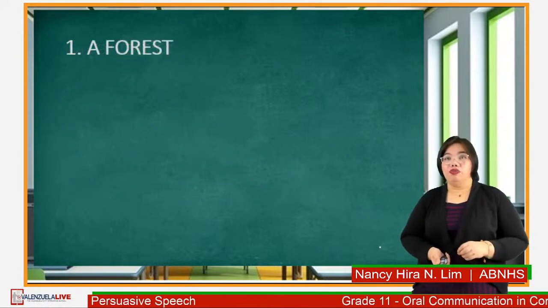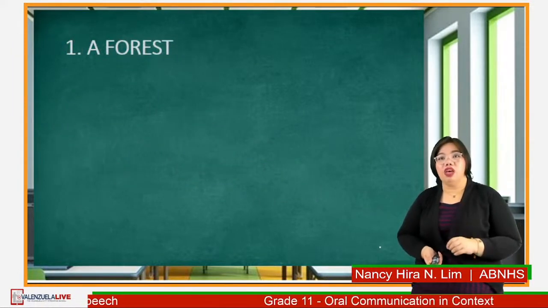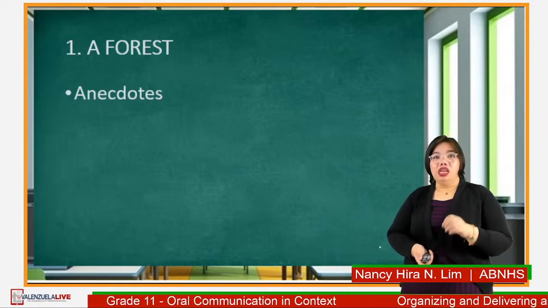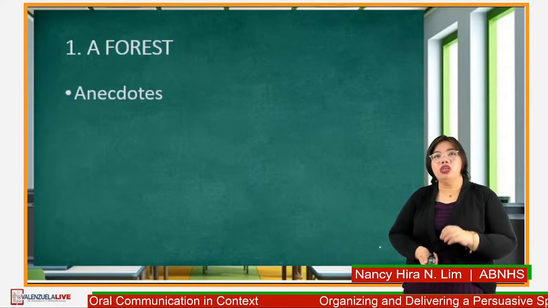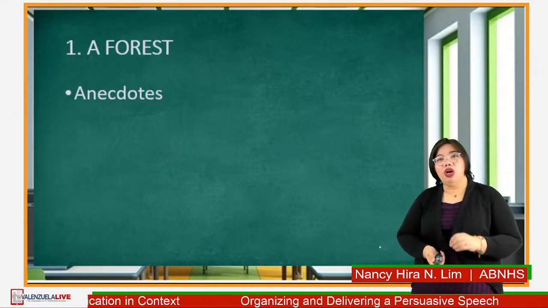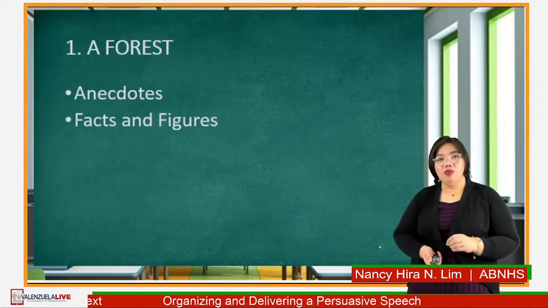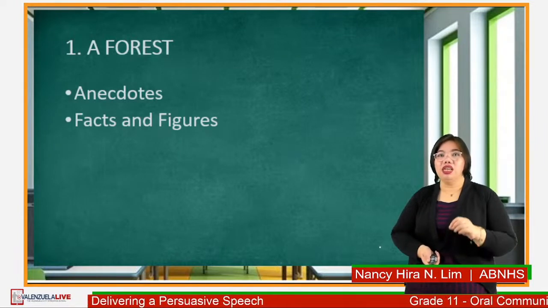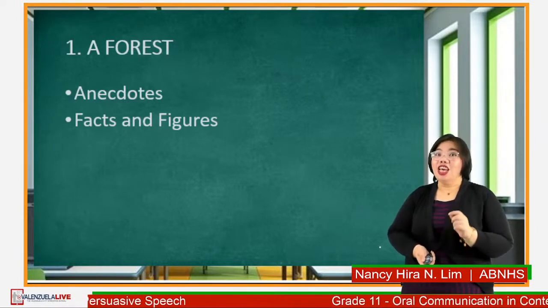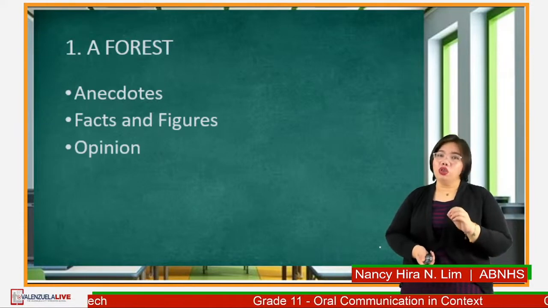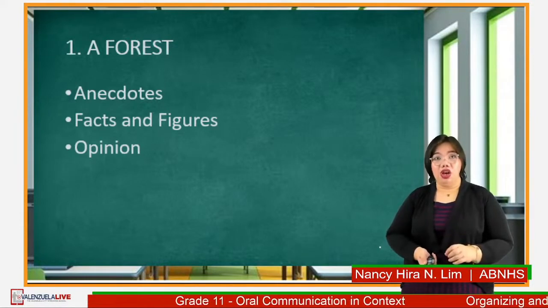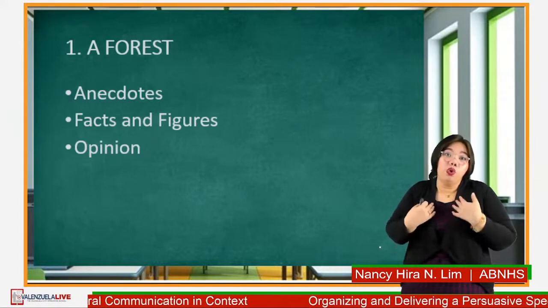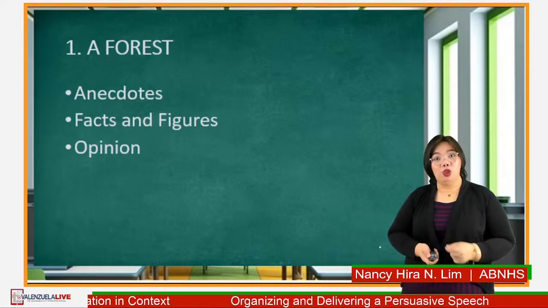For the first one, the AFOREST, which is an acronym as I told you a while ago, letter A stands for anecdotes. It is where you begin your speech with a personal story, observation, or experience. The second one would be facts and figures. You have to provide striking statistics that can support your ideas. Again, statistics. Third one is opinion. Add in your opinion. Or you can begin your statement with, I believe that, because it's important to express your own opinion as a persuasive speaker.